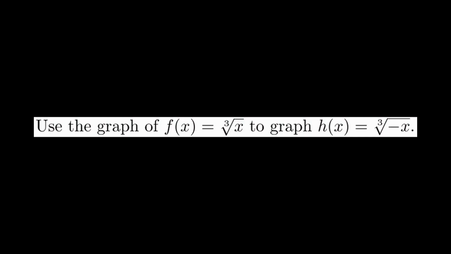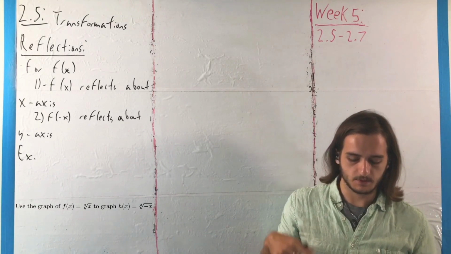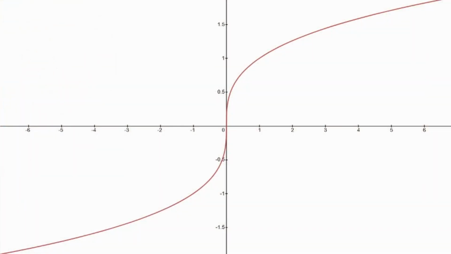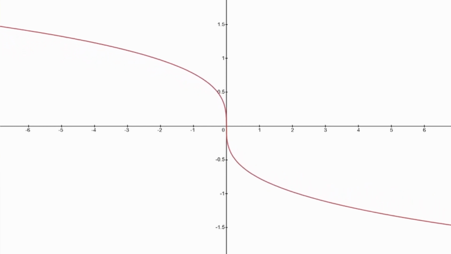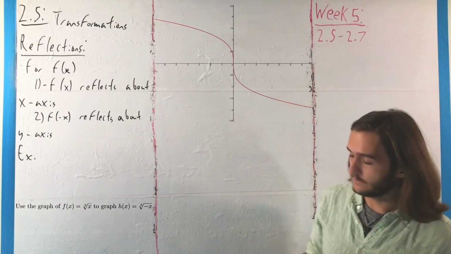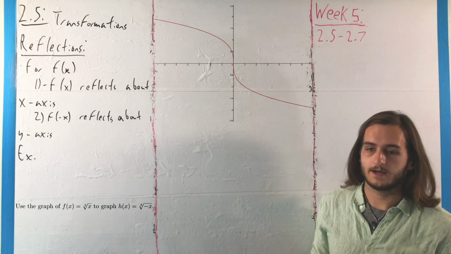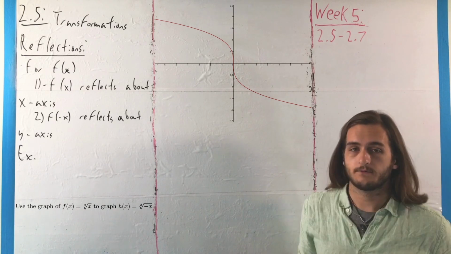So here we want to use the graph of the cube root function f of x to graph h of x equals the cube root of negative x. So it's the same sort of process we used last time. We start with our cube root function graph that we know, and then we understand that because we are inserting a negative x instead of a regular x, we are just going to be flipping it around the y-axis, just essentially turning it around, as it were, to get that new graph.